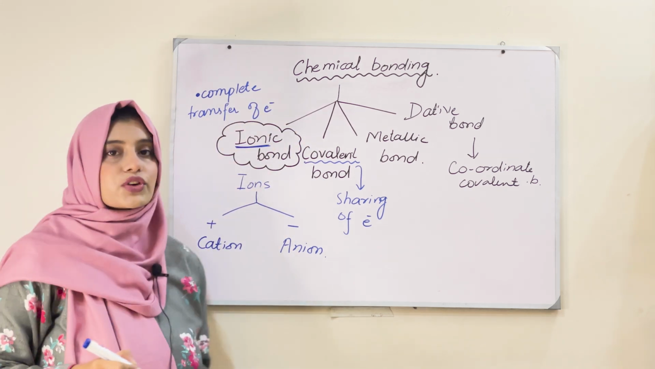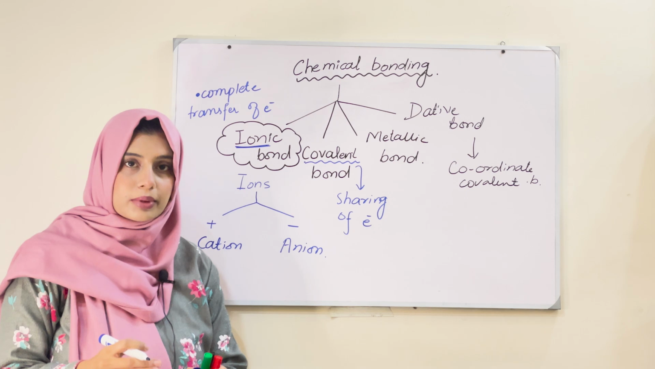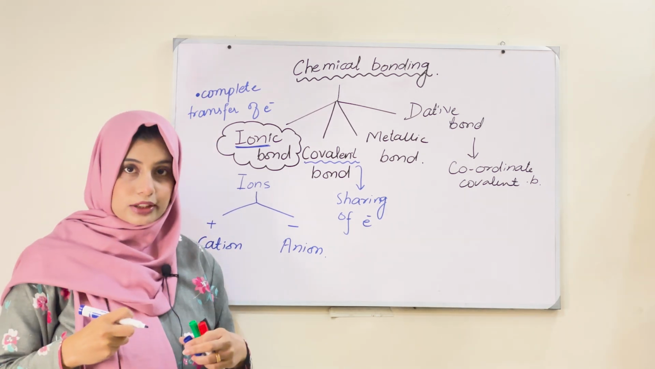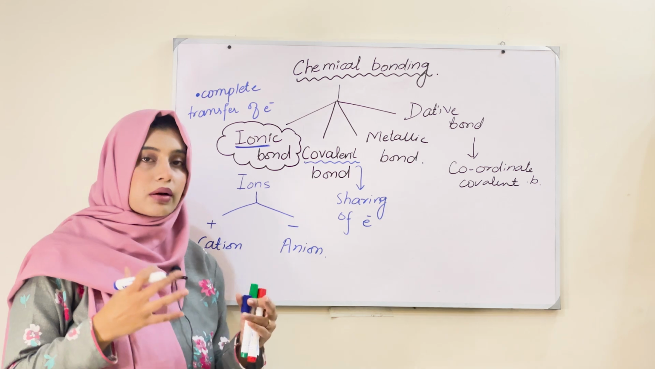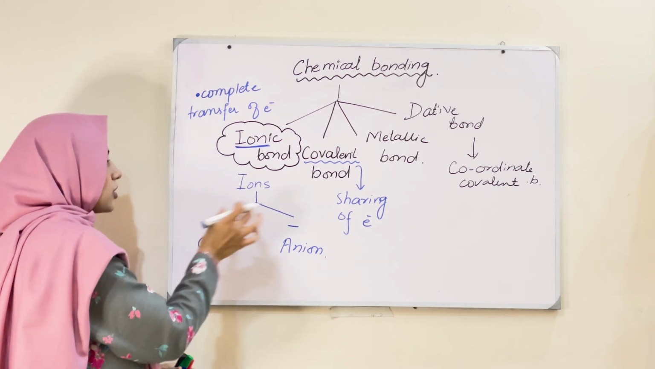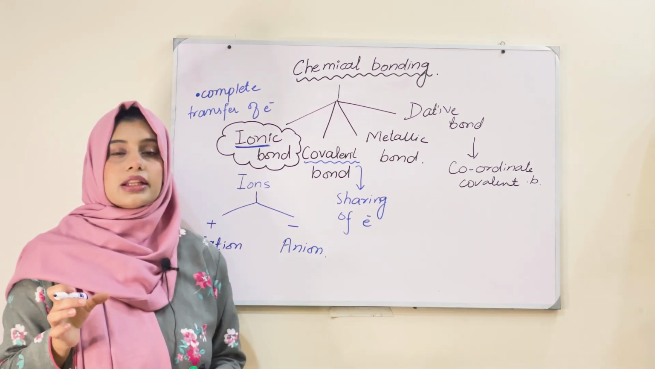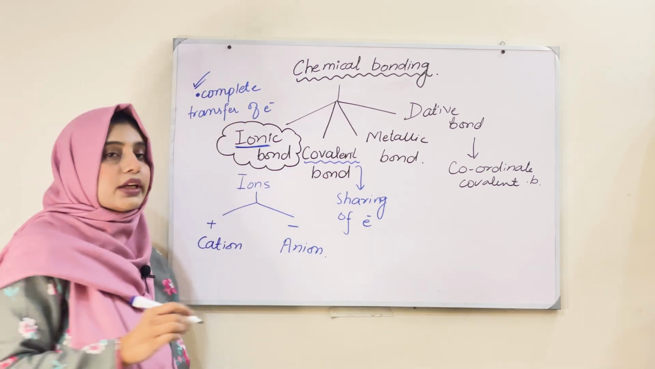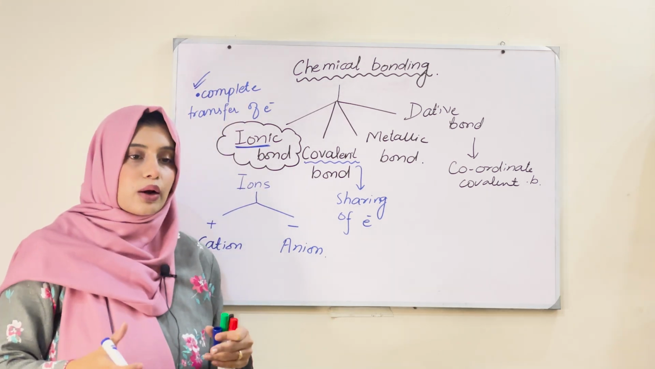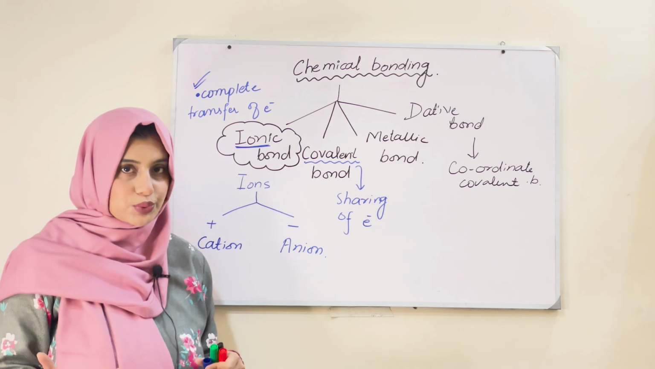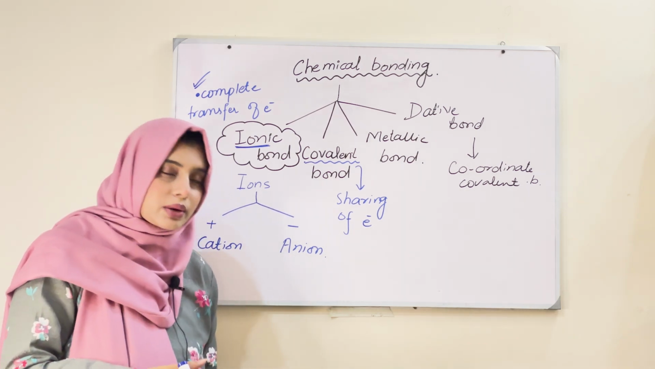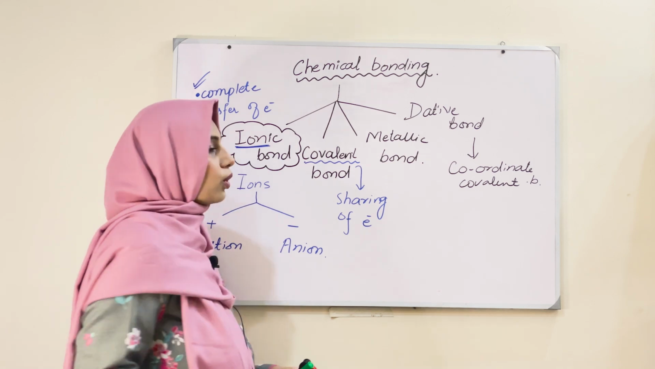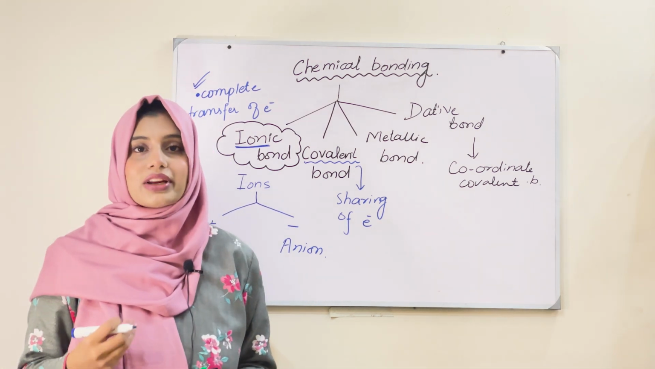Complete transfer of electron means one element is donating electron and other element is accepting electron, and when both of the elements, positive and negative, combine together, they form ionic bond. I will elaborate this point later in detail, like how the electrons are completely transferred, how the positive ions and how the negative ions are formed. In covalent bond, we have sharing of electron.